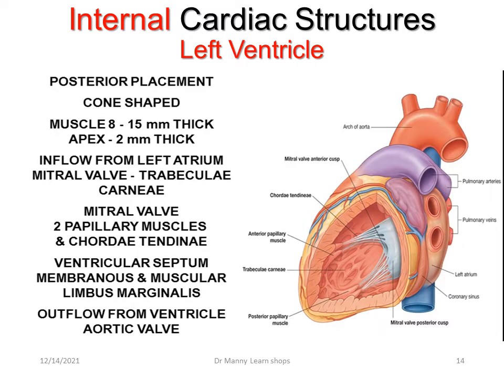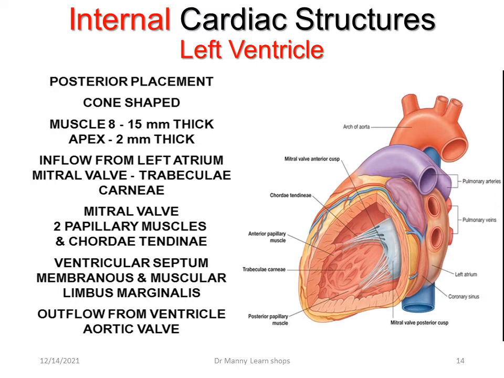There are bronchial veins that drain the bronchi that inflow here, and the mitral valve is the inflow tract to the left ventricle. Now, the left ventricle is posterior, as we already identified when we looked at the circulation being the circumflex coronary artery, the posterior vessel from the right coronary artery. This is cone-shaped, and the muscle is quite thick, 8 to 15 millimeters, and the apex is about 2 millimeters thick.